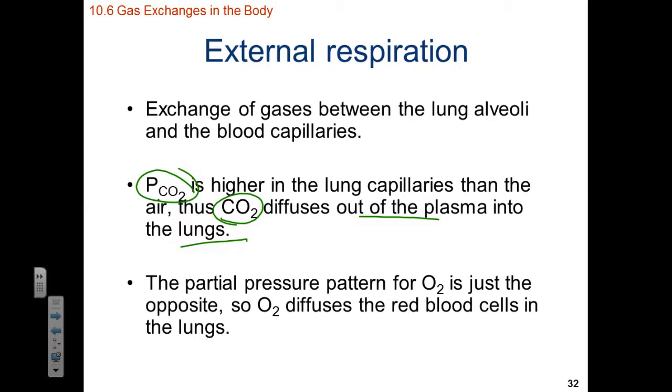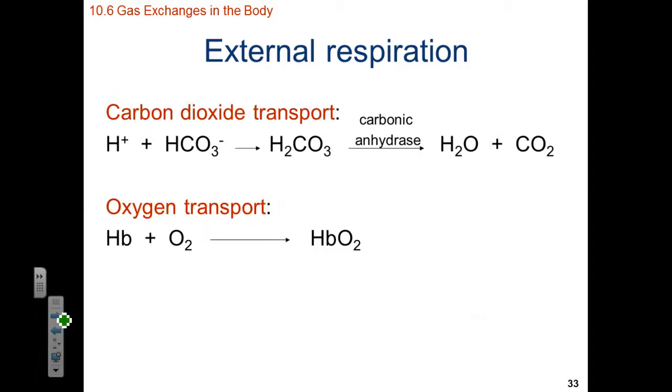On the other hand, the blood that's being sent to the lungs has a very low concentration of oxygen. So oxygen will go from the lungs to the red blood cells. Oxygen will enter the bloodstream in the lungs. Again, oxygen is moving with its concentration gradient.